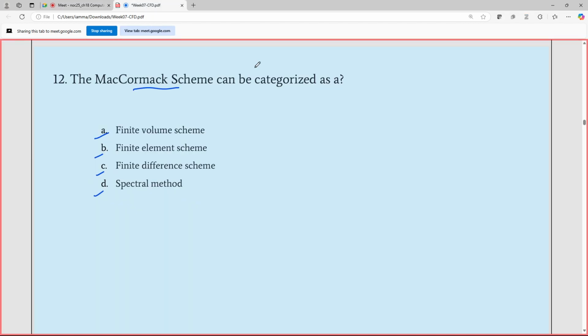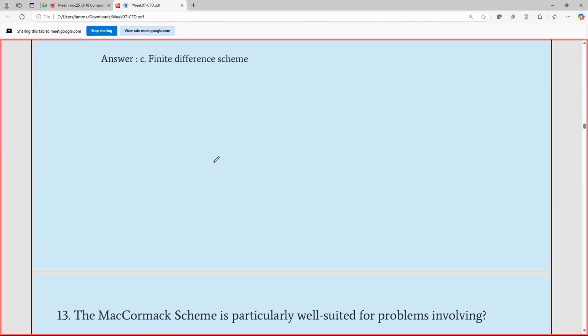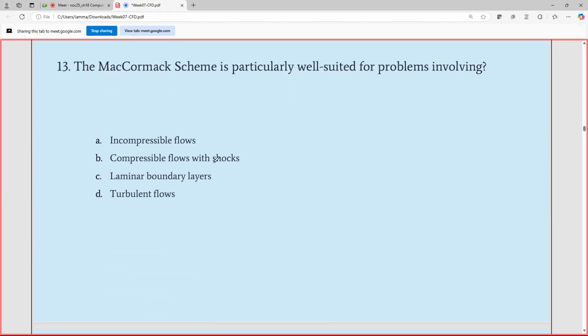Your answer is option C, finite difference scheme, FDM. Next question.